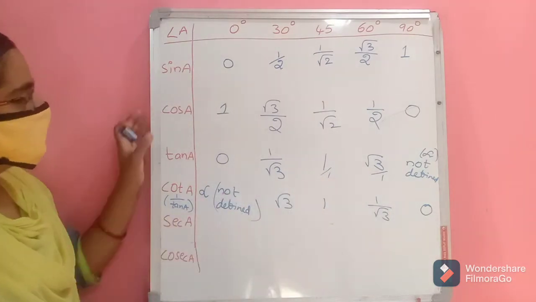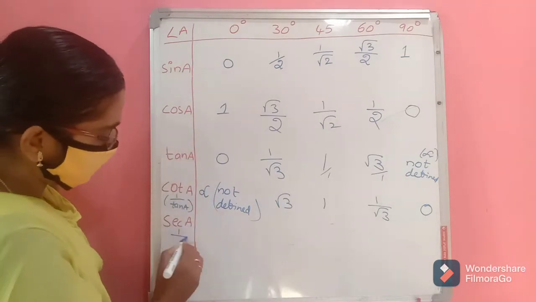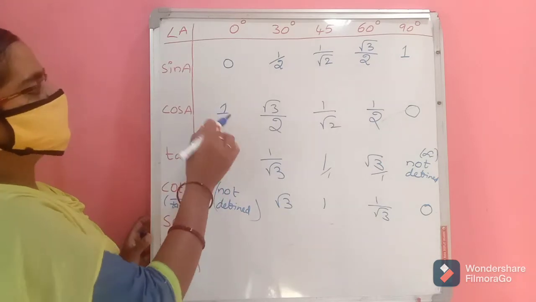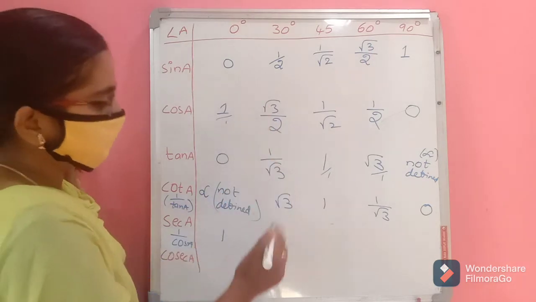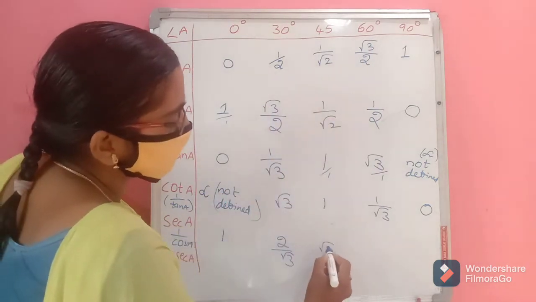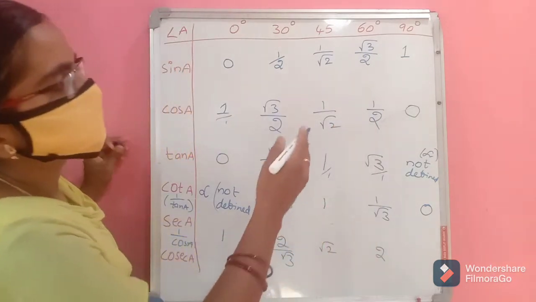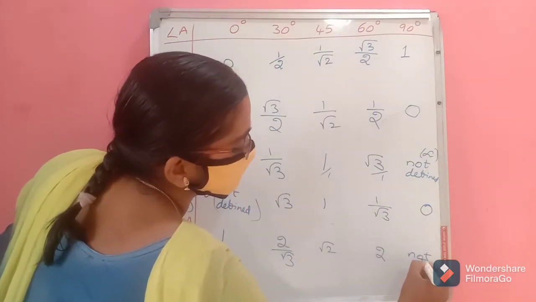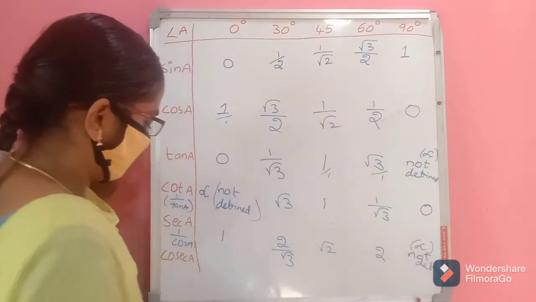Next, sec A. Sec means opposite of cos, 1 by cos. So this 1 we can write as 1 by 1, reciprocal also 1. Root 3 by 2, reciprocal 2 by root 3. 1 by root 2, root 2 by 1 means root 2. 1 by 2, 2 by 1 means 2. 0: 1 by 0, not defined or infinite.